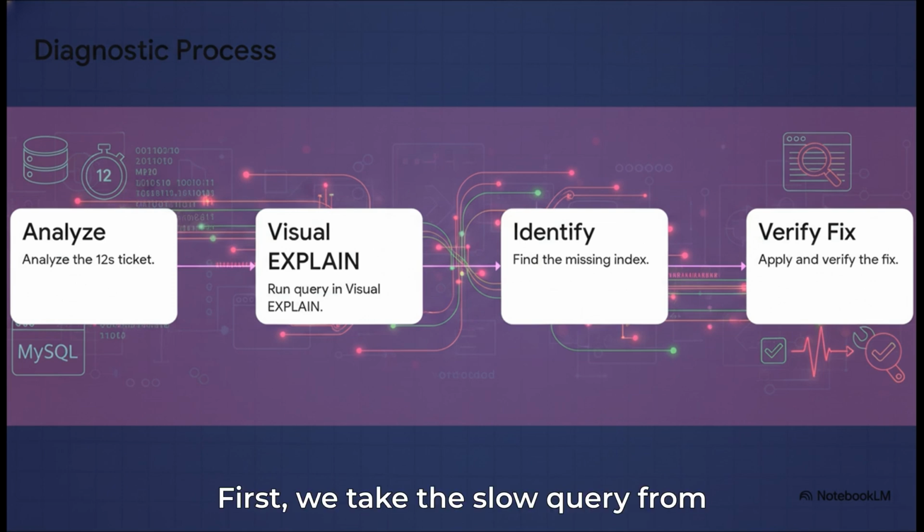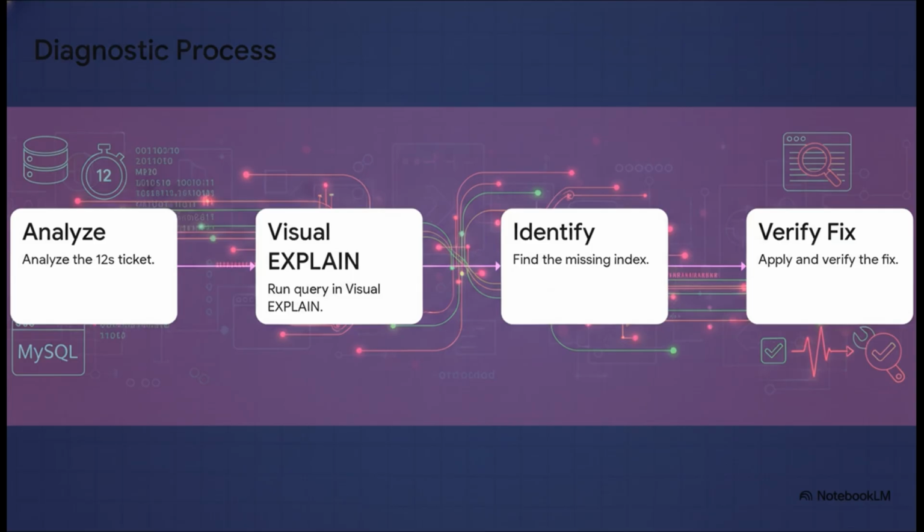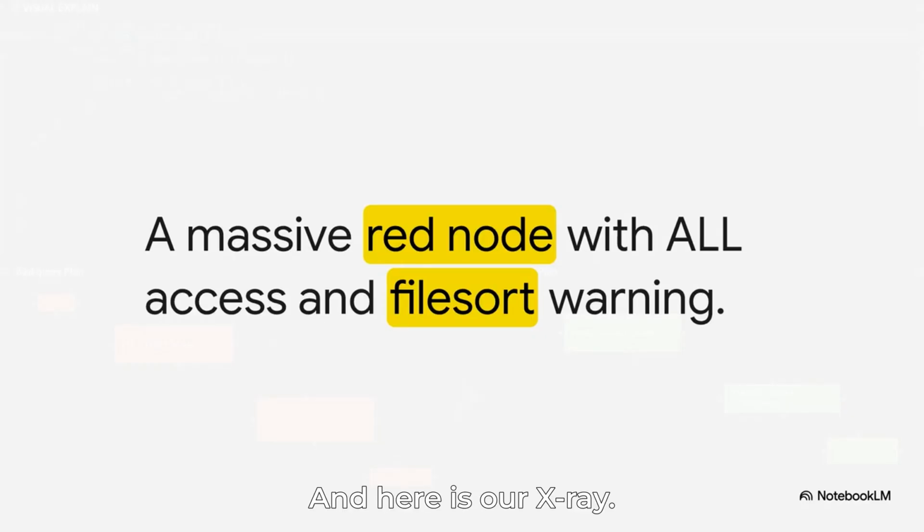First, we take the slow query from that 12-second ticket. Second, we run it right through Visual Explain in MySQL Workbench. Third, we use our new X-ray vision to identify the missing index causing the bottleneck. And finally, we apply the fix and verify our patient's recovery. And here is our X-ray. Looking at the output, the culprit is just glaringly obvious.